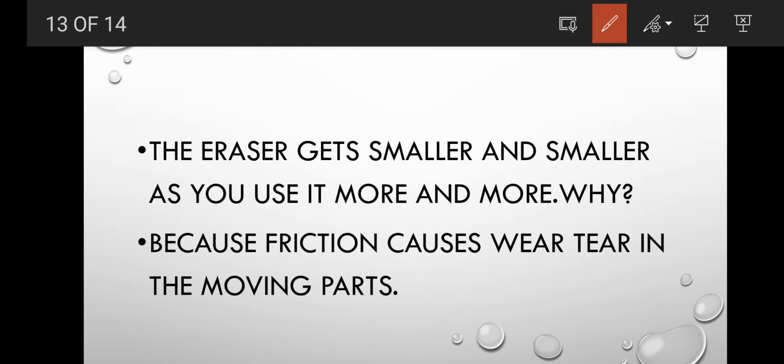The eraser gets smaller and smaller as you use it more and more. Why? The correct and perfect answer is, because friction causes wear and tear in the moving parts. Here "and" is missing. Clear? "And" is missing. So friction causes wear and tear in the moving parts.